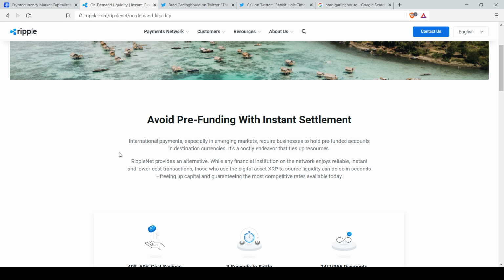International payments, especially in emerging markets, require businesses to hold pre-funded accounts in destination currencies. It's a costly endeavor that ties up resources. RippleNet provides an alternative, where any financial institutions on the network enjoy reliable, instant, and lower cost transactions. Those who use digital asset XRP to source liquidity can do so in seconds, freeing up capital and guaranteeing the most competitive rates available today.